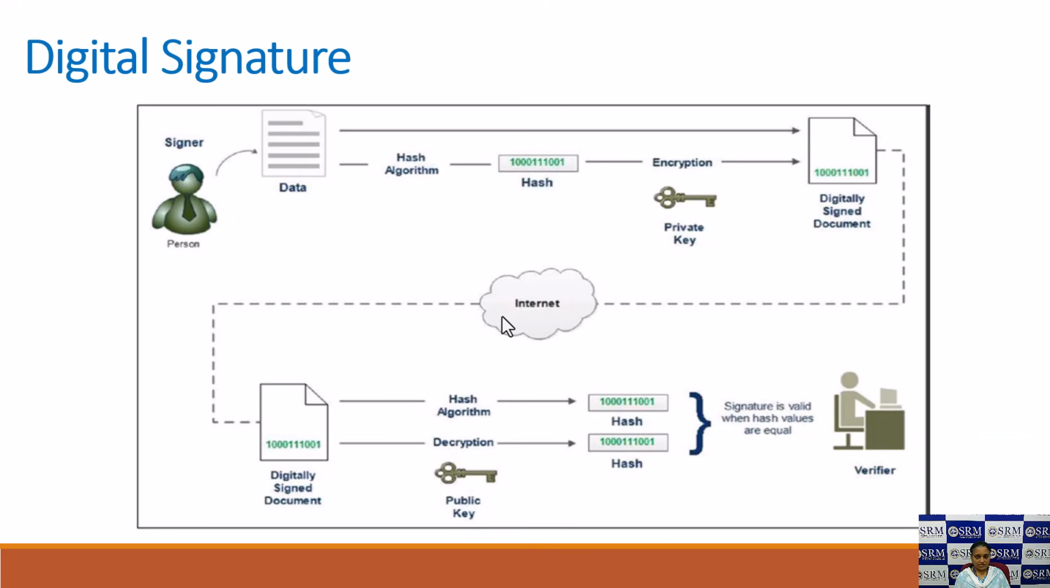So if you could see the diagram, they first use hashing. After hashing, they use a private key. Then they send over the data, which is the digitally signed document. Then the digitally signed document is decrypted using the public key. If you do that, the same hash should be produced. That's the challenge, right? Only if that is produced is the digitally signed document authenticated. Otherwise, it is not. The verifier cannot verify it.